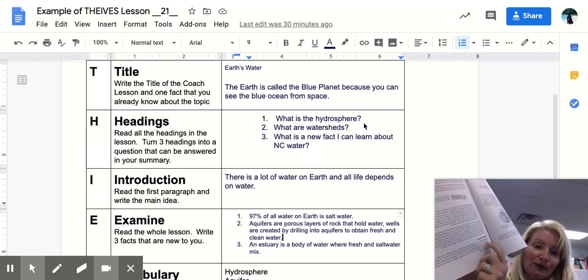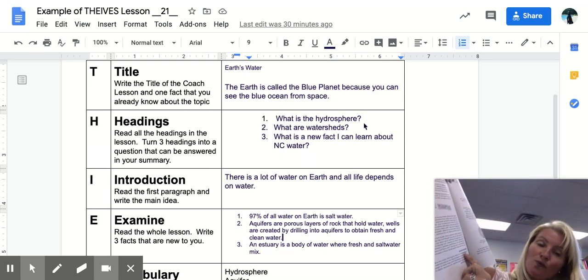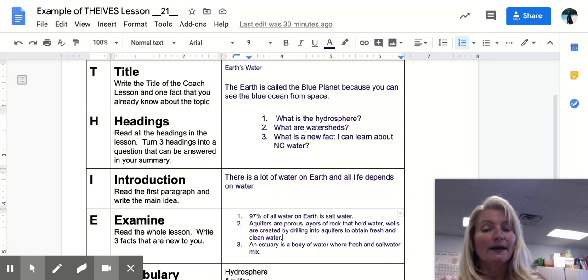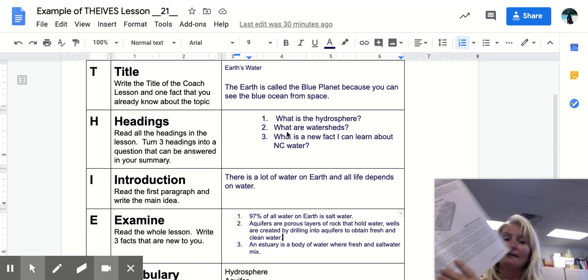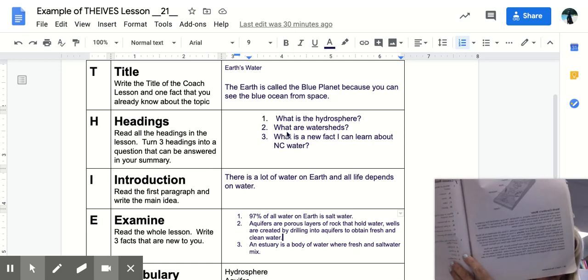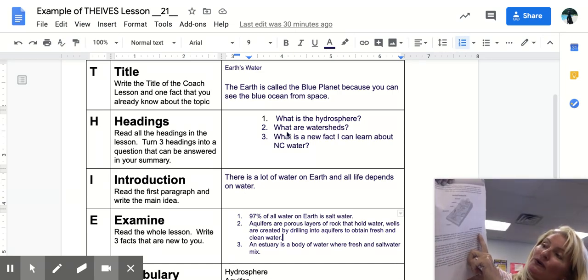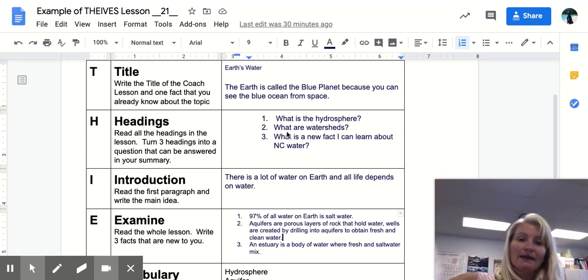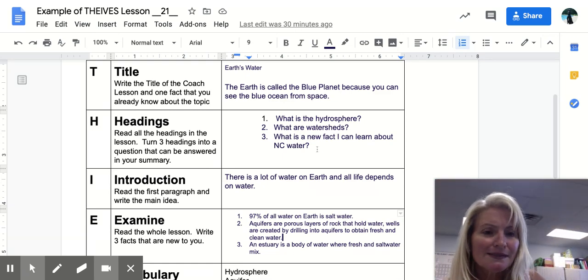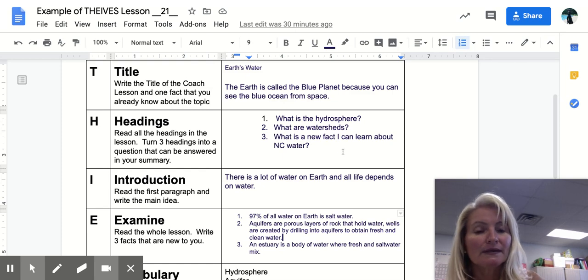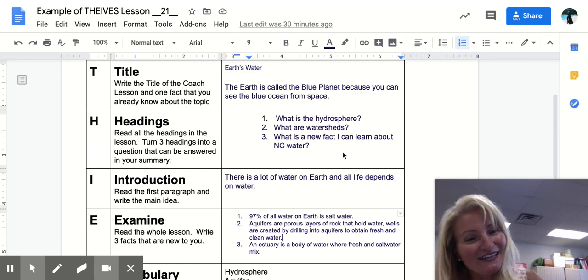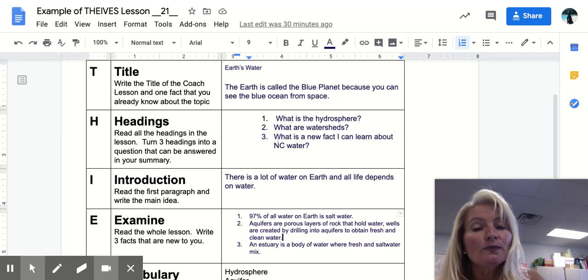Two, as you go to the next page, you'll see watersheds. So I wrote, what are watersheds? Then you'll flip your page to 130, and the very last heading we have is called North Carolina's Water. Well, I couldn't really say what is North Carolina water because we know that. We know we live in the state of North Carolina. We know we have a whole bunch of water here. So I wrote, what is a new fact I can learn about water?